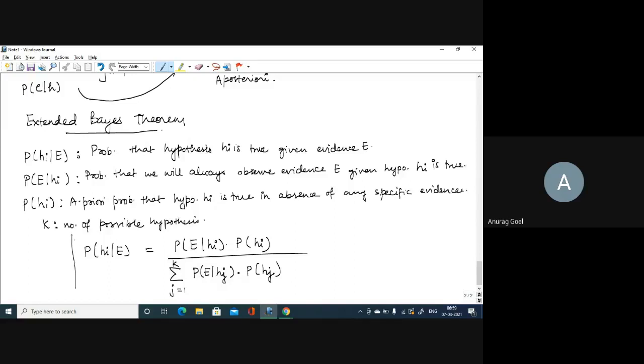So this is the extended Bayes theorem, where we consider all the hypotheses to calculate the probability for a particular hypothesis. That's why we're considering all the possible hypotheses.